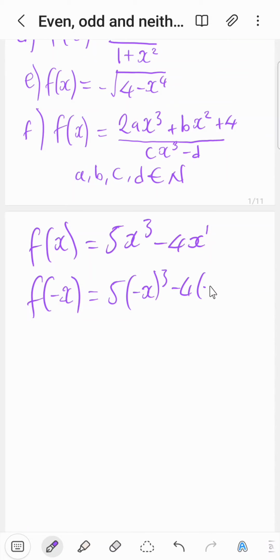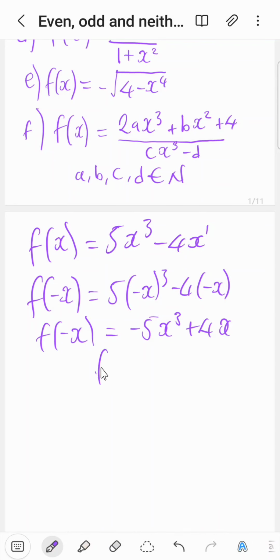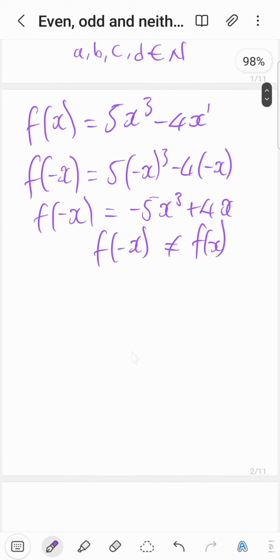So you're solving, deep down yourself, knowing that you need to find an odd function, so it makes things easy for you. So this will be negative, it will be negative 5x to the power 3, and this will be positive. So f of negative x is not equal to f of x. Hence, you conclude it's not even.